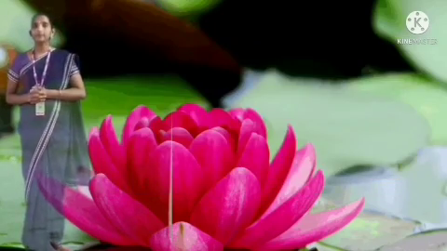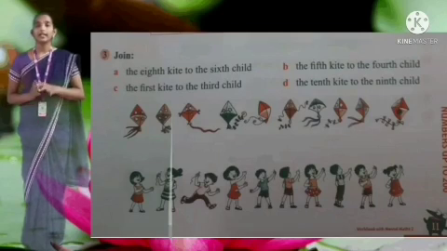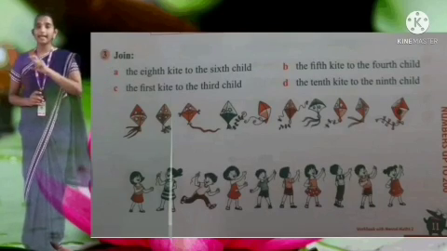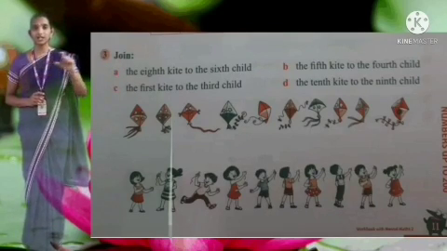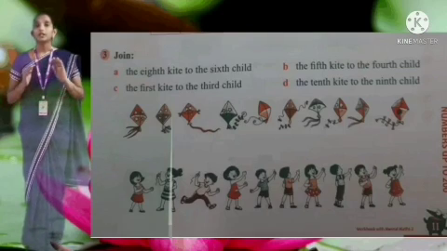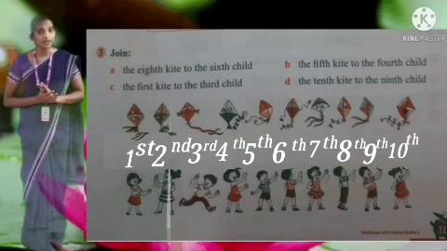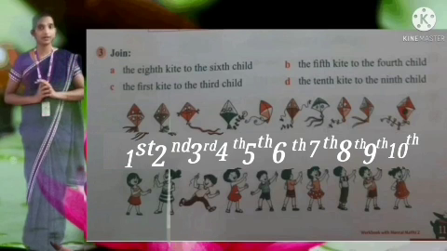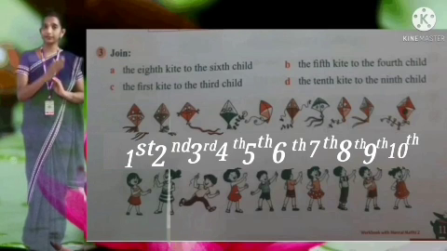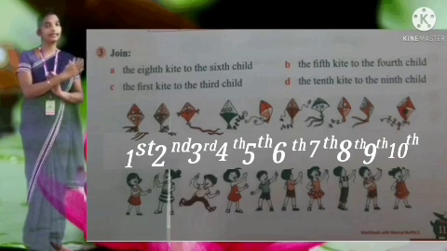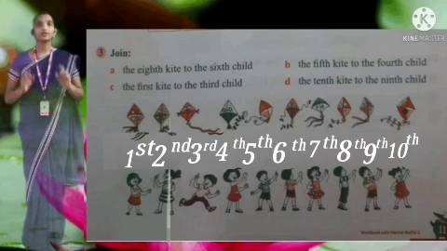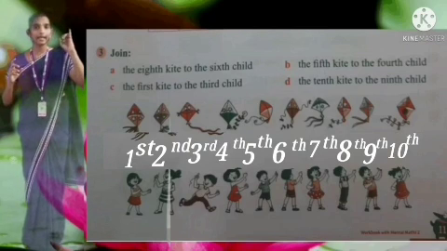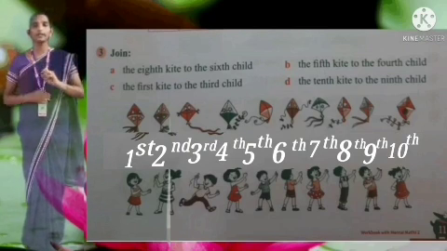The next one, third, join. They have given 10 kites and 10 children. Now to make it easy, what are we going to write? We are going to write the ordinal numbers below the kites and below the children. First, second, third, fourth, fifth, sixth, seventh, eighth, ninth, 10th. Now what we are going to do is read A, B, C, D and do accordingly.